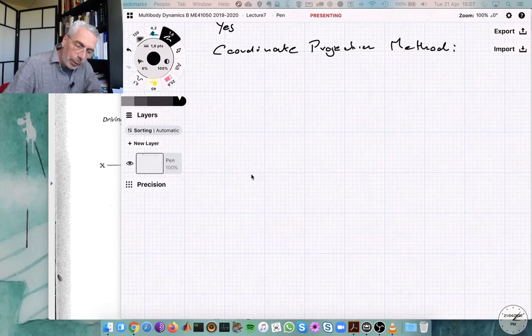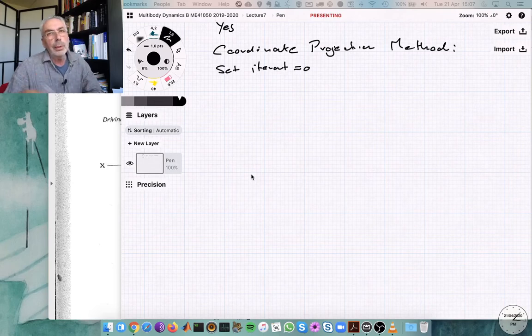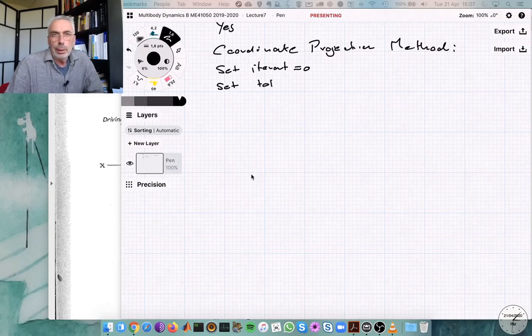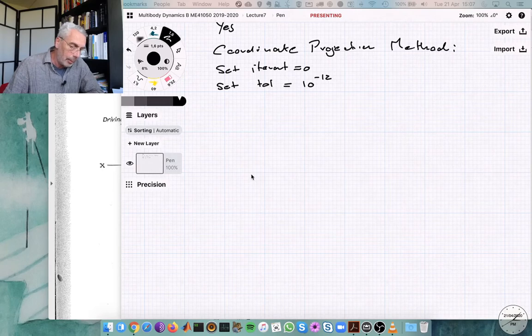So first we set a variable which we call iterat. We set that to 0 because we have to iterate. We have nonlinear equations which we have to linearize, and we have to keep track of how many times, because after a number of iterations you just want to stop. Then we have to set a tolerance, because we can never get 0. The constraints will never go back to 0, so we have to set some tolerance, what we call 0, so 10 to the minus 12 or something like that.